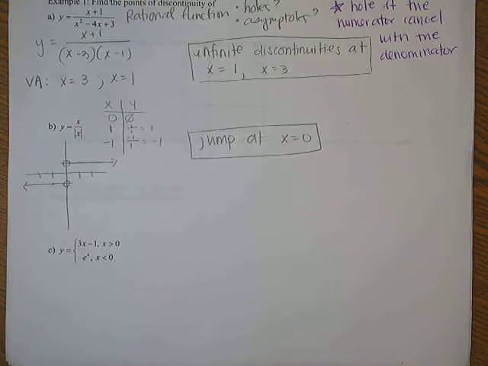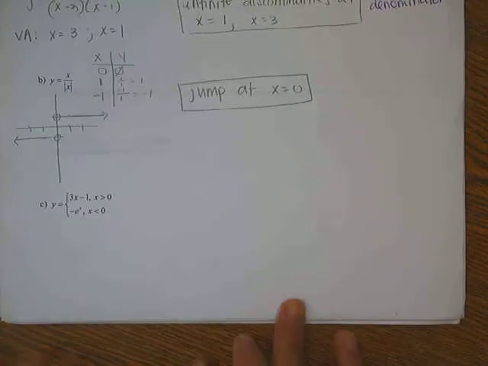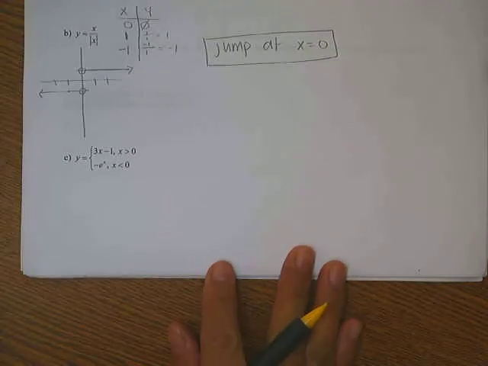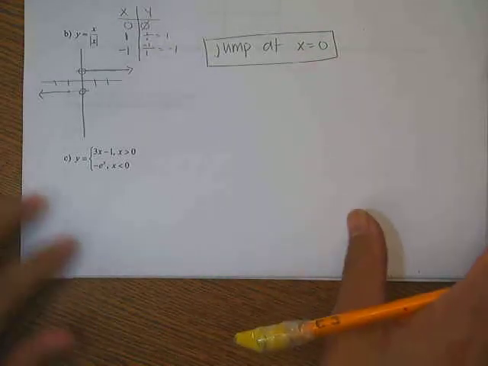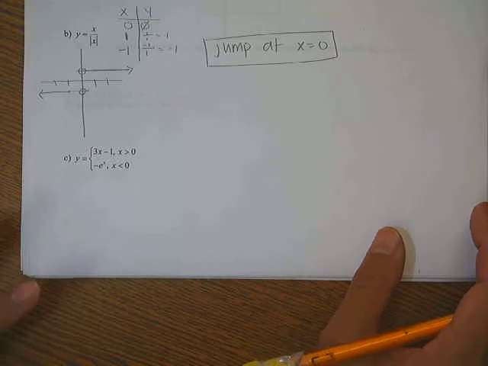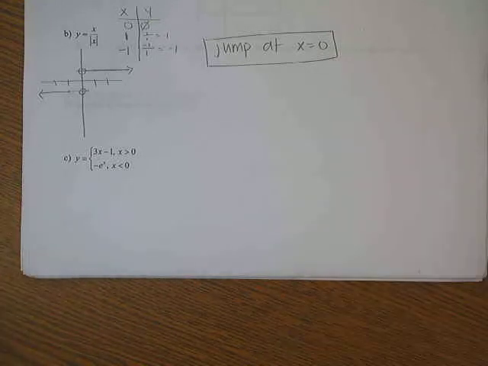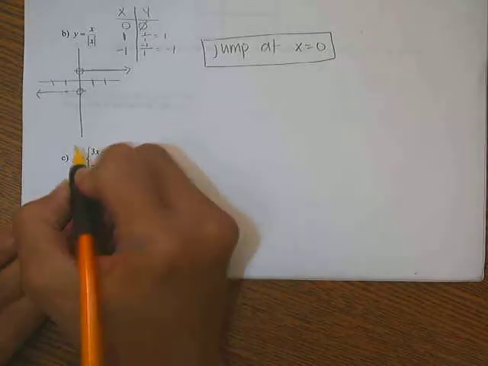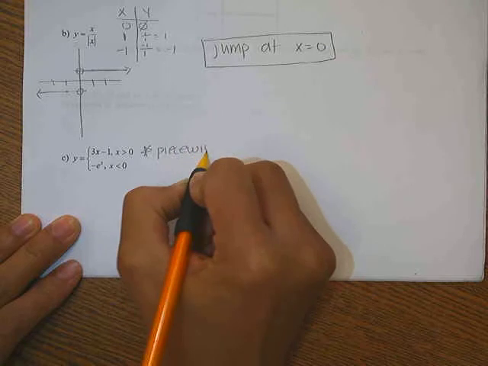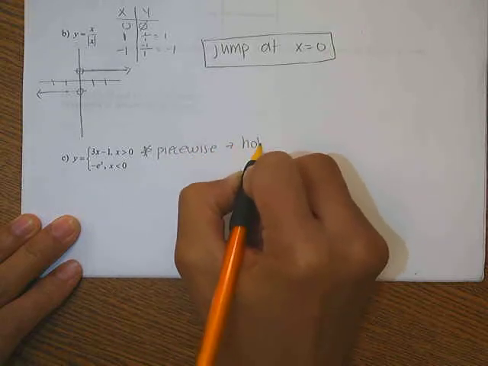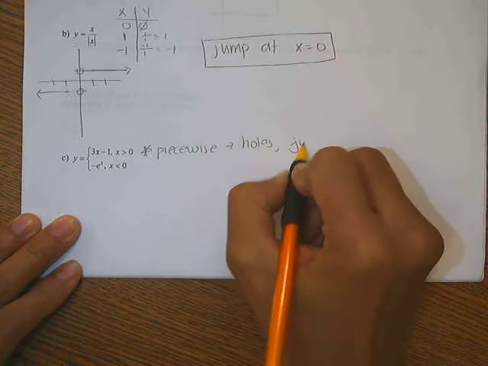Okay, how easy is that? Next we have what's called a piecewise function. If you look at our list, a piecewise usually has a couple of things: you want to look for holes or jumps. So for piecewise, look for holes or jumps.